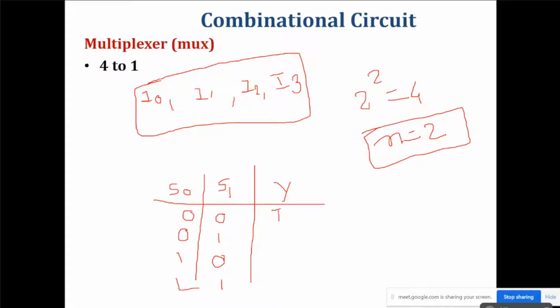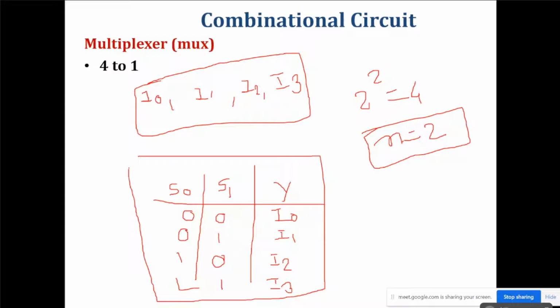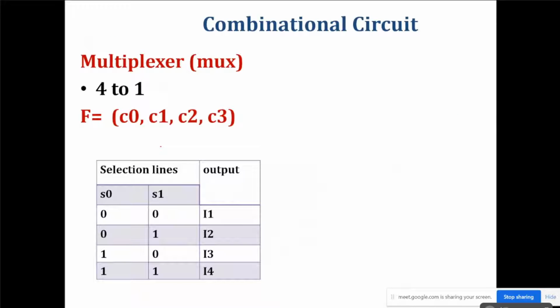So if 0 0 is there, I0 will be selected. If 0 1 is there, I1 will be selected. If 1 0 is there, I2 will be selected. And if 1 1 is there, I3 will be selected. Now we have to find out how to implement this thing.